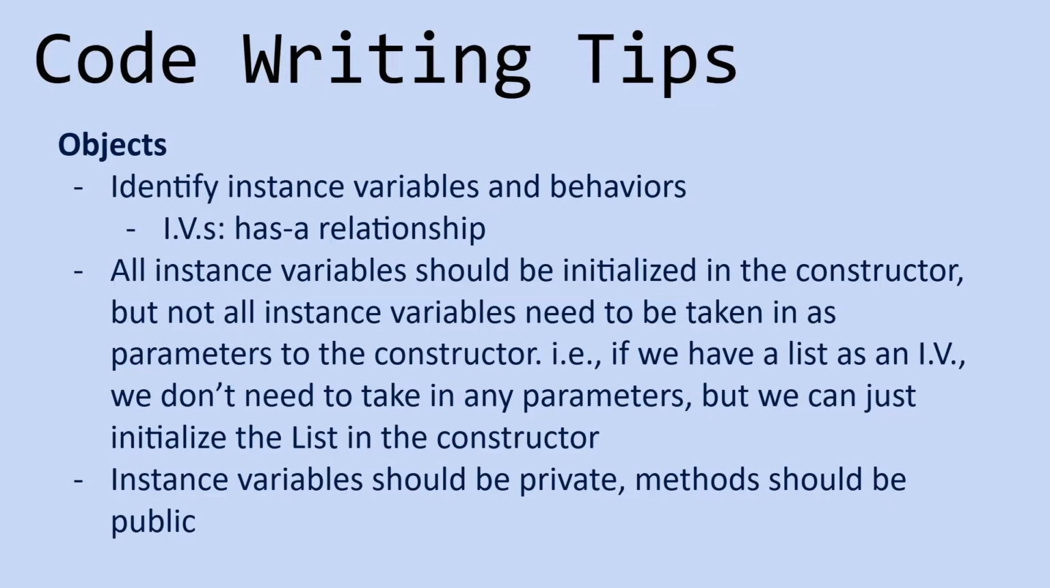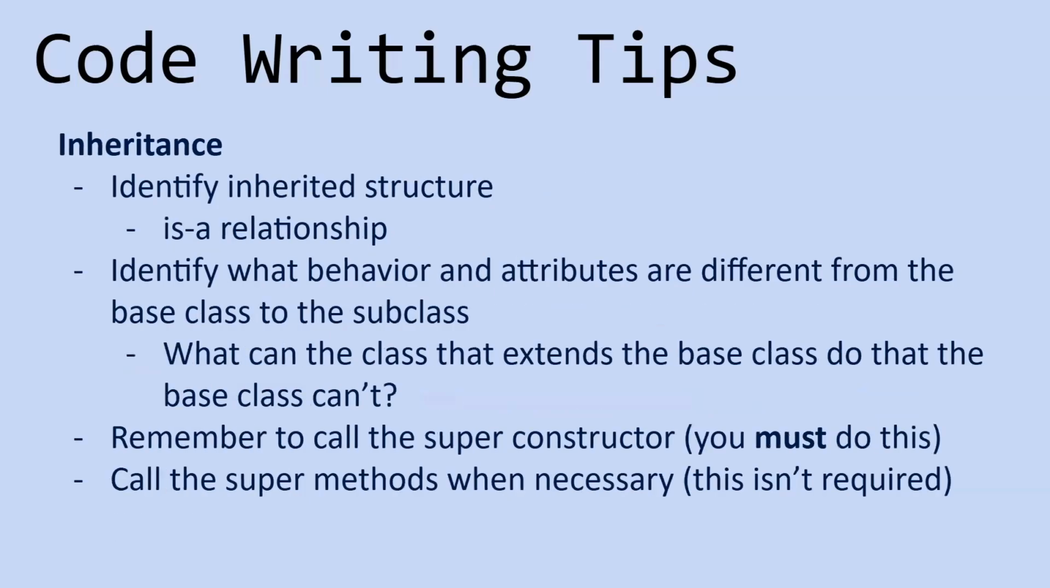And then instance variables should always be private. Methods, for the most part, should be public. If there's a helper method within your class, you can make that private. Honestly, if another class should never access the method in your class, then you can make it private. But in general, most of your methods are going to be public. All right, and then inheritance.